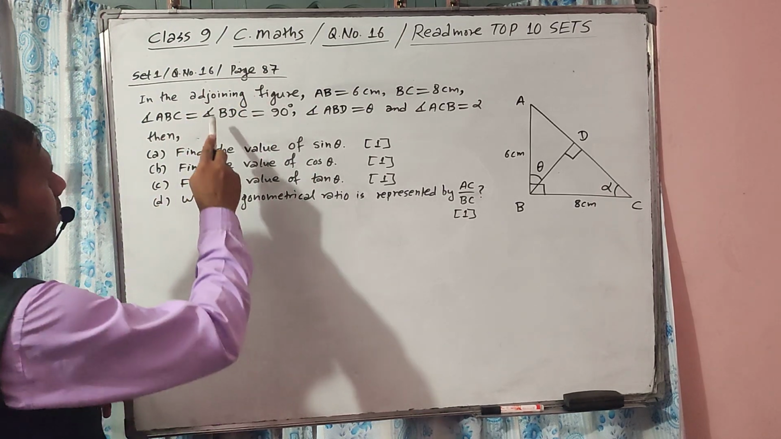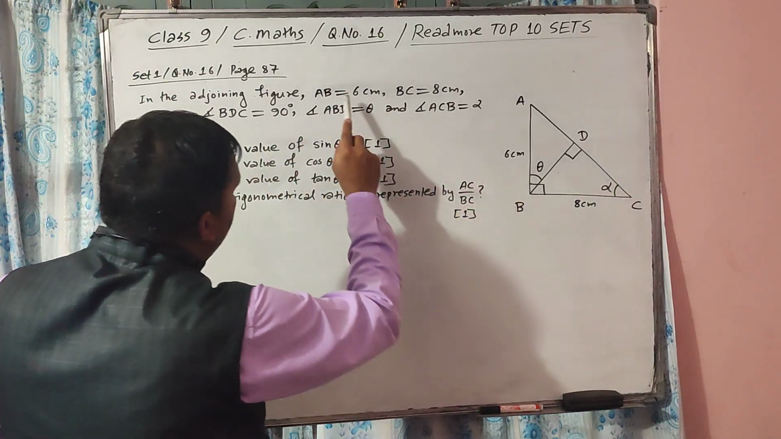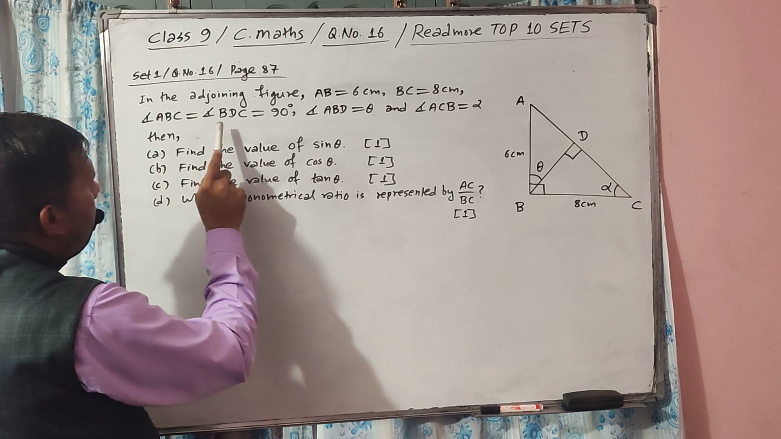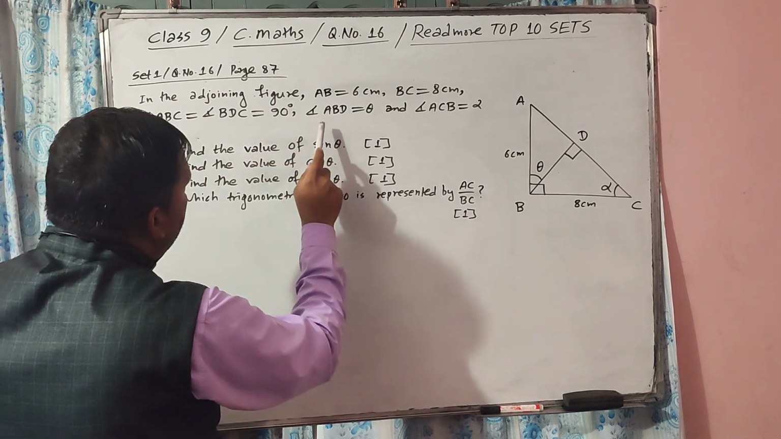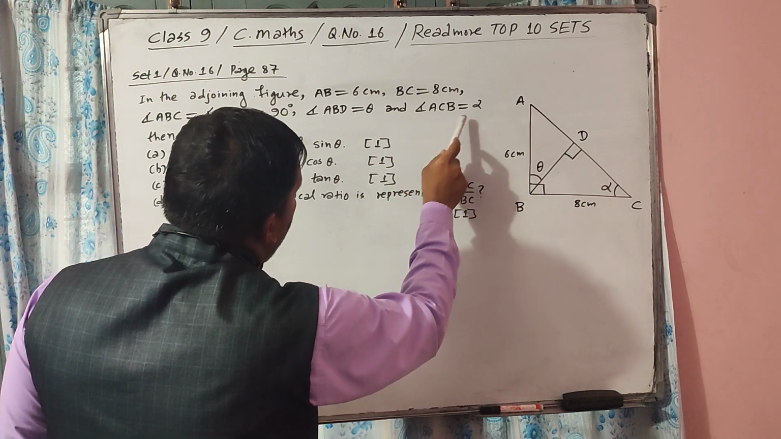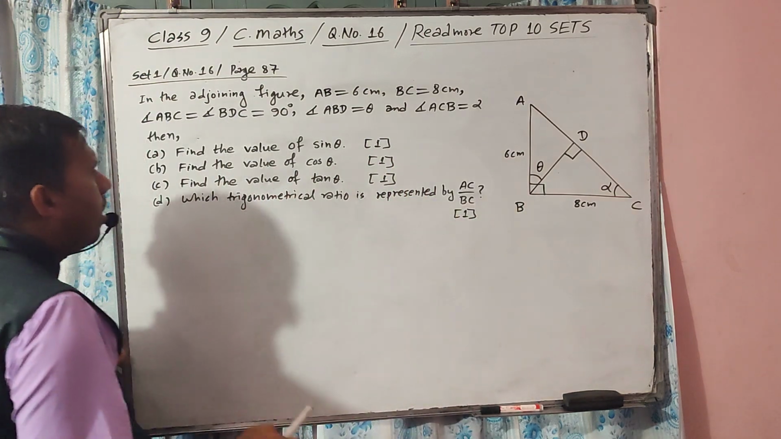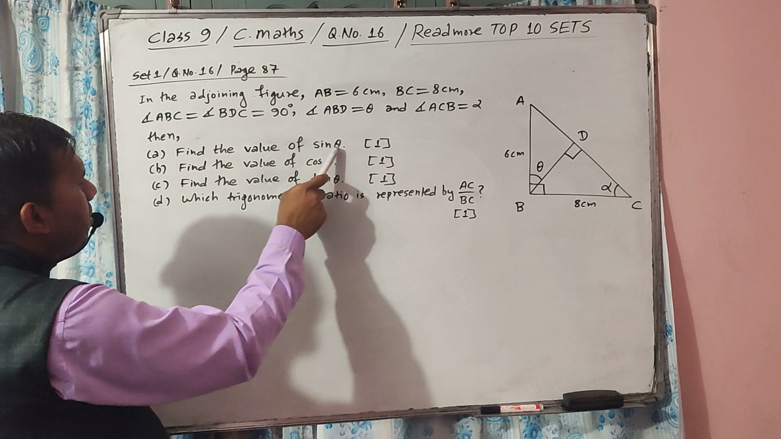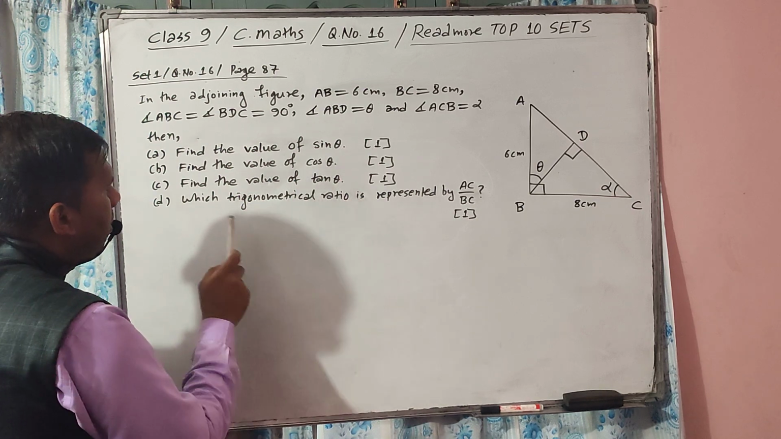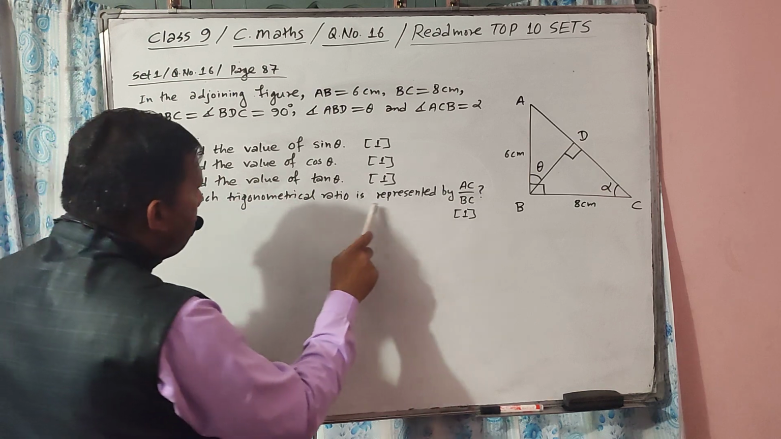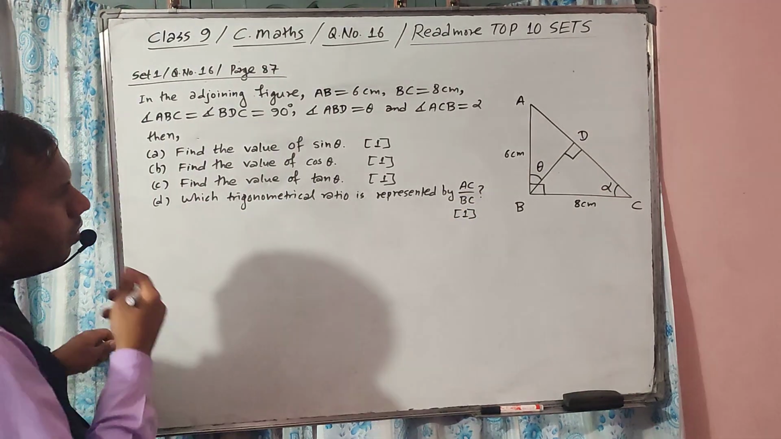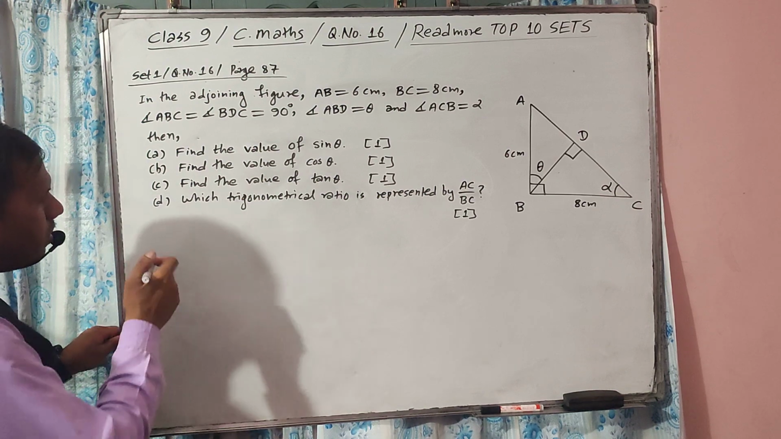The question is, in the adjoining figure, AB is 6 cm, BC is 8 cm, angle ABC equals angle BDC equals 90 degrees, angle ABD equals theta, and angle ACB equals alpha. Then find the value of sin theta, cos theta, tan theta, and which trigonometrical ratio is represented by AC by BC. So we have 4 questions on ABCD. Now you solve them.